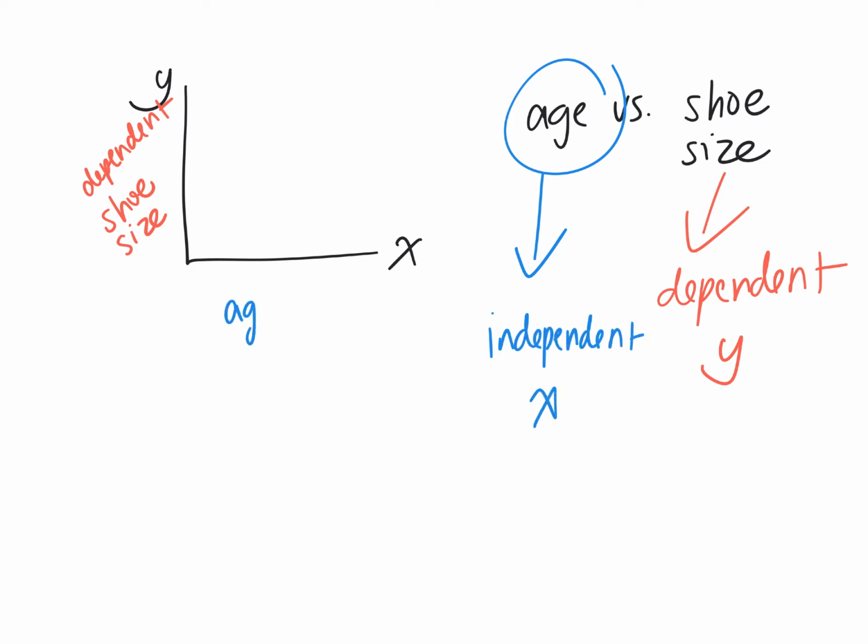Independent is always X. So if I'm comparing my age, so maybe when I'm 1 year old, all the way up to when I am 10, let's say, what do you think the pattern would be? What would the trend be? Would I start with a really big shoe size over here and then get smaller, or what would happen? What happens as your age increases? Your shoes get bigger. As you get older, your foot grows, yes? So your graph's gonna look something like this.